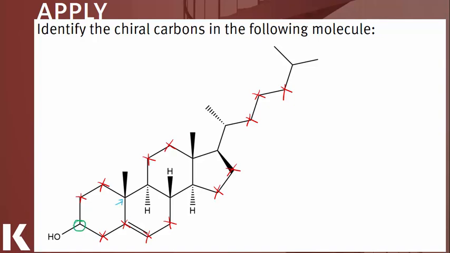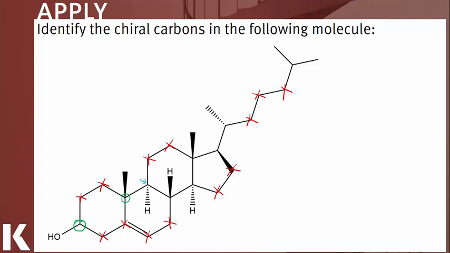So this carbon is attached to this carbon to its left, which is attached to the top of the ring, the carbon to its right, which is attached to sort of the next ring in line, this methyl group right above it, and this carbon with a double bond on it below it. That is 4 different groups. So this carbon also is a chiral carbon. All right, next one in line right here.